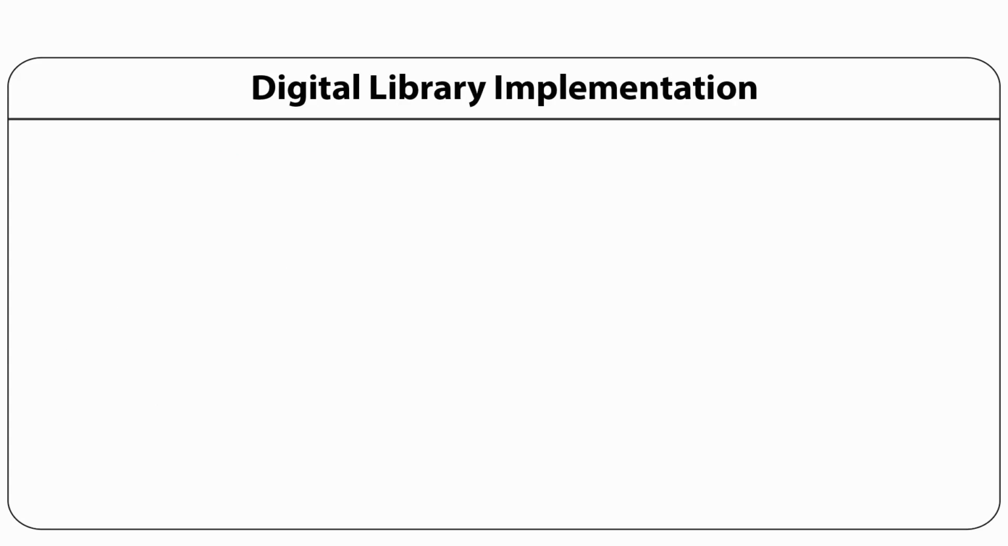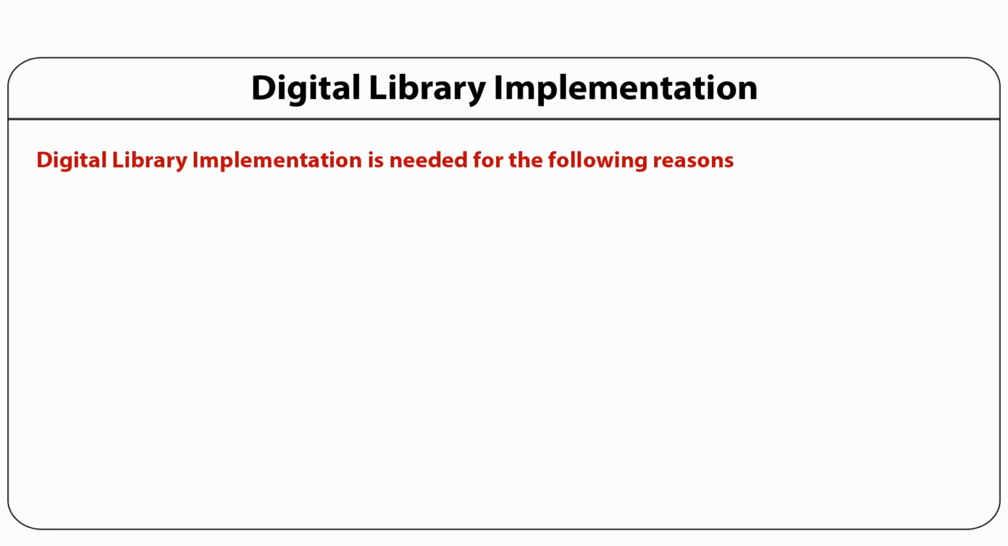Next is digital library implementation. Now we are into the implementation points, and digital library implementation is needed for the following reasons. So one is improved access. Why do we need to go for implementation of a digital library? The first one is required for improved access. Digital libraries are typically accessed through the internet and compact disk read only memory, and they can be accessed virtually from anywhere and anytime. They are not tied to the physical location and operating hours of traditional libraries. So this is with the improved access.